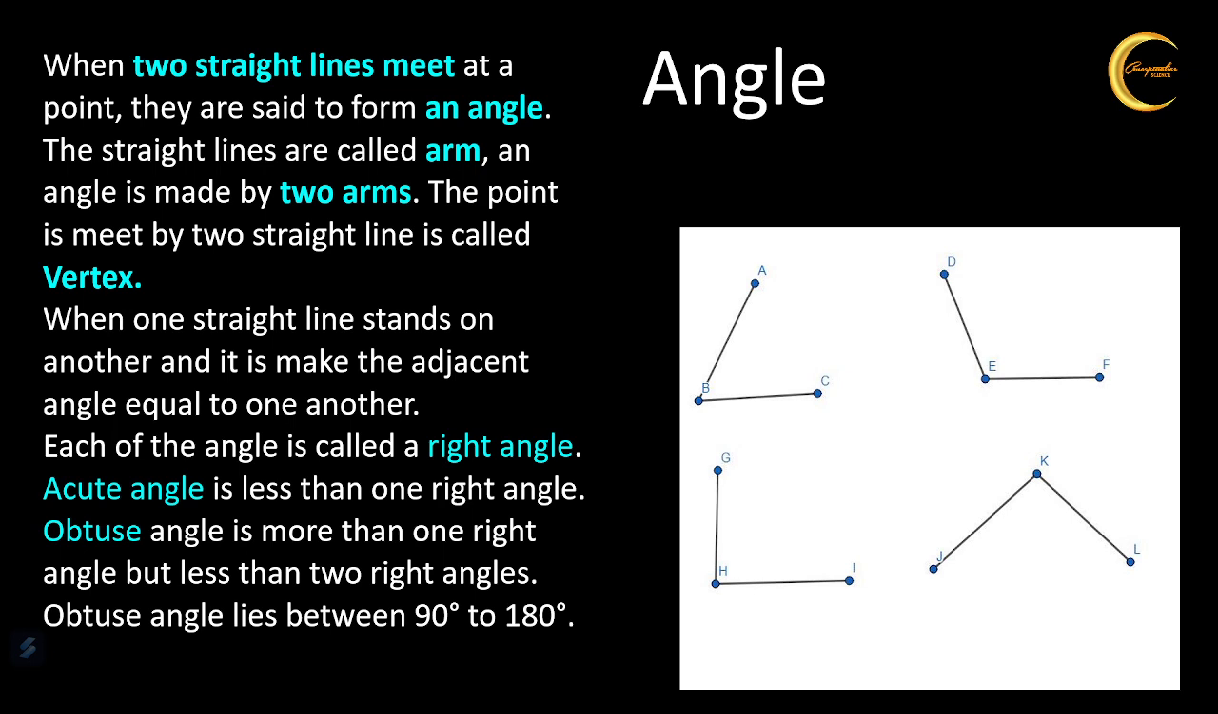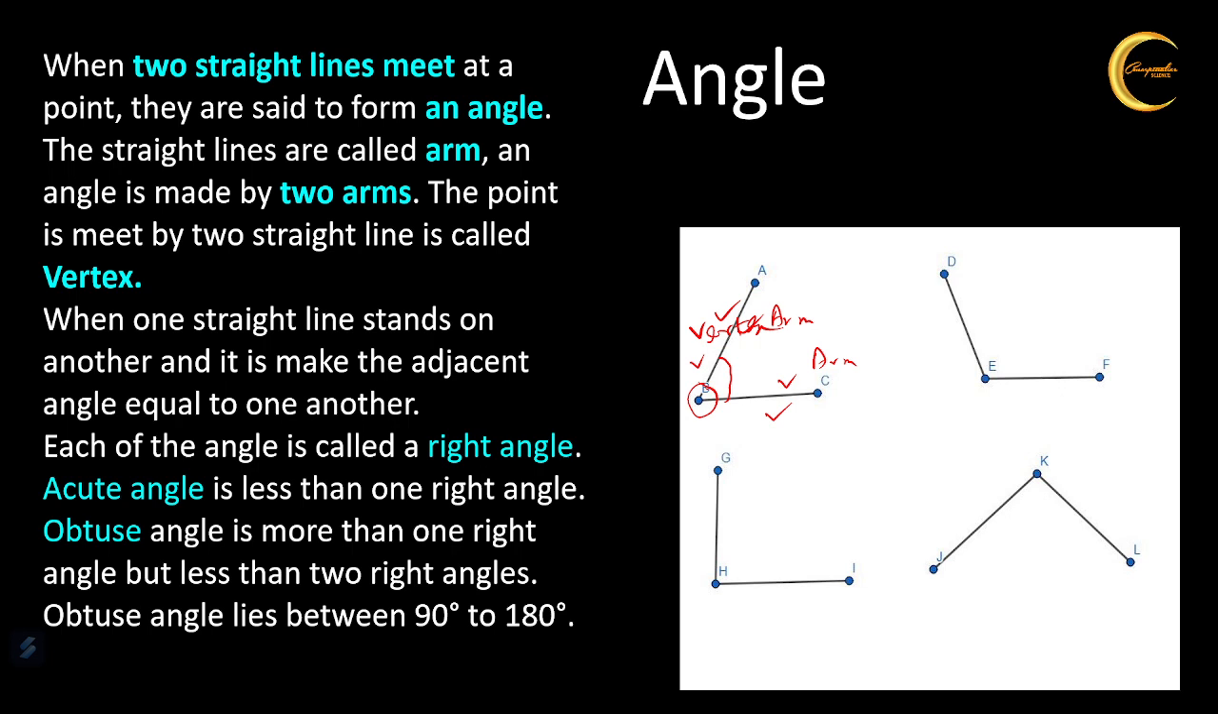Second, come to the angle. Two straight lines meet at a point. You see here A, B and C, B. They meet at the point B, so this makes an angle. These two lines are called the arms, and this point is called the vertex.